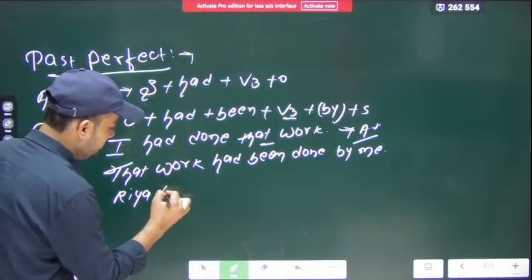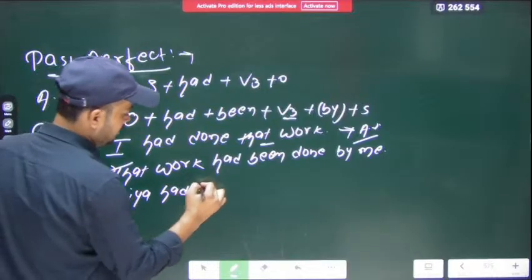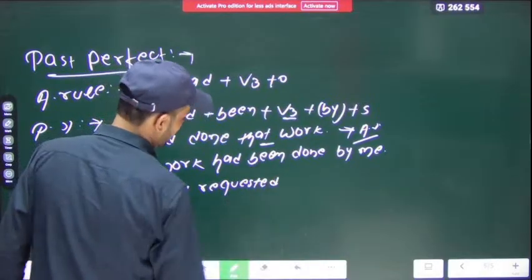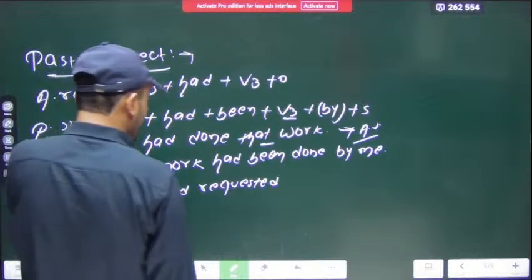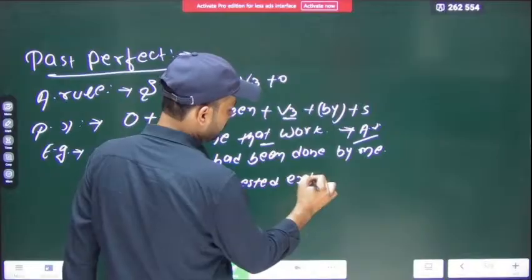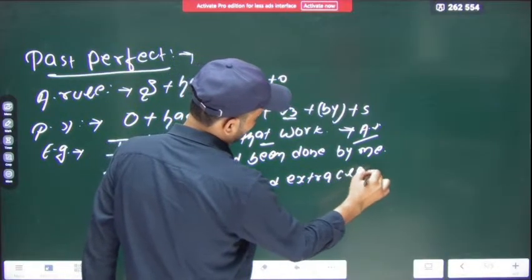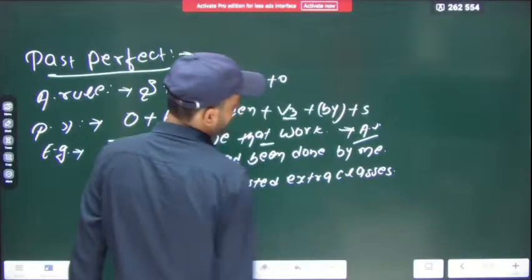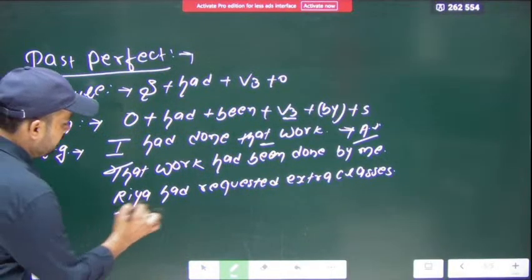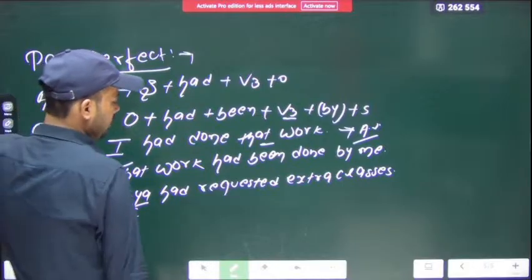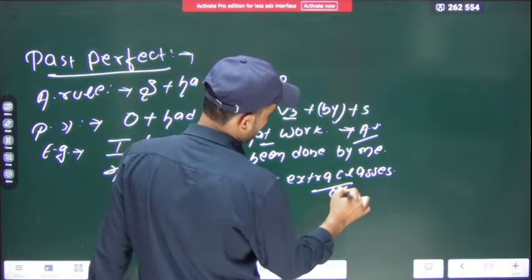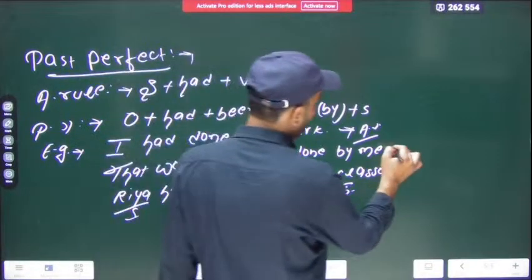Riya had requested for extra classes. Now in this sentence, what is the subject here, beta? Riya. What is the verb? Requested. And what is the object? Extra classes. This is active voice.